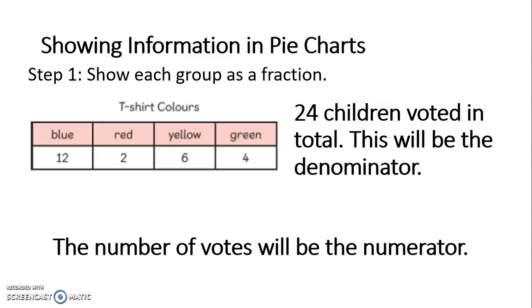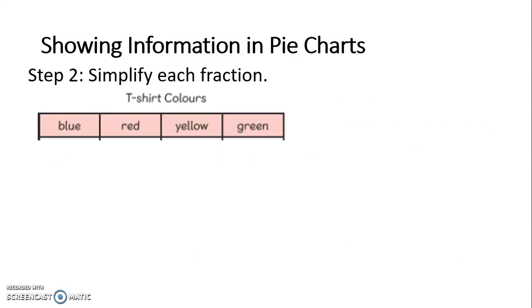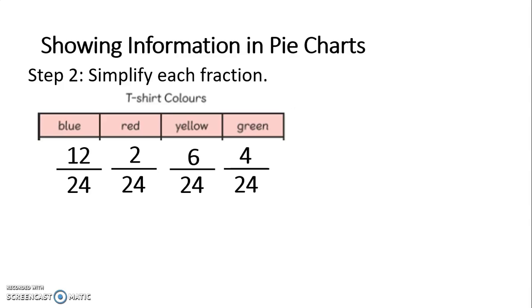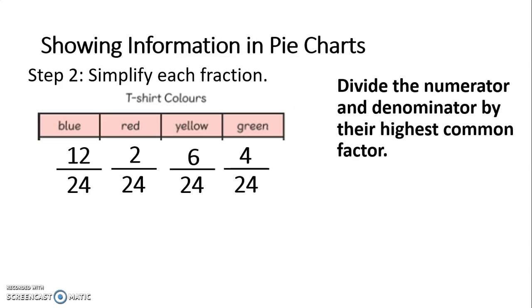So for the blue, the denominator will be 24, the numerator will be 12. 12 24ths voted for blue. 2 24ths voted for red. 6 24ths voted for yellow. 4 24ths voted for green. We need to simplify these fractions.